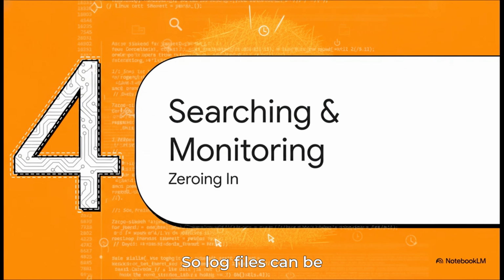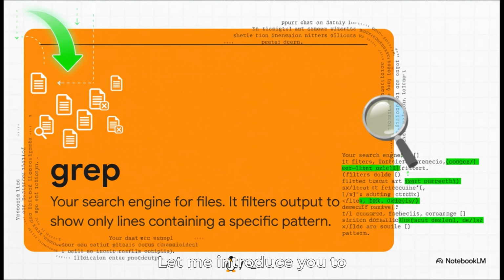So log files can be absolutely massive, right? Millions of lines. How do you find that one specific needle in that digital haystack? And even better, how can you watch for new things happening in real time? Let me introduce you to one of the most famous, most powerful commands in all of Linux, grep. Seriously, think of it as your own personal search engine. You give it a pattern and it filters any file or any text, showing you only the lines that match.